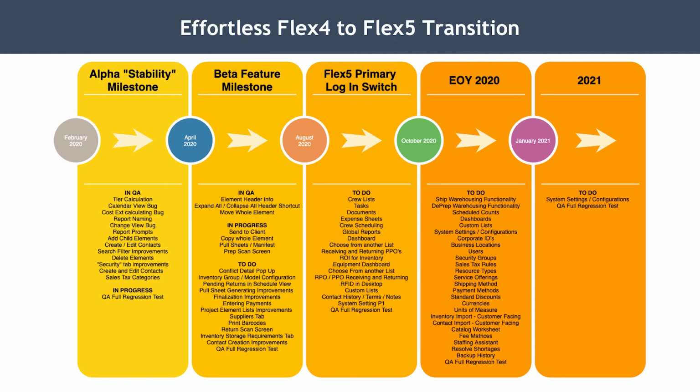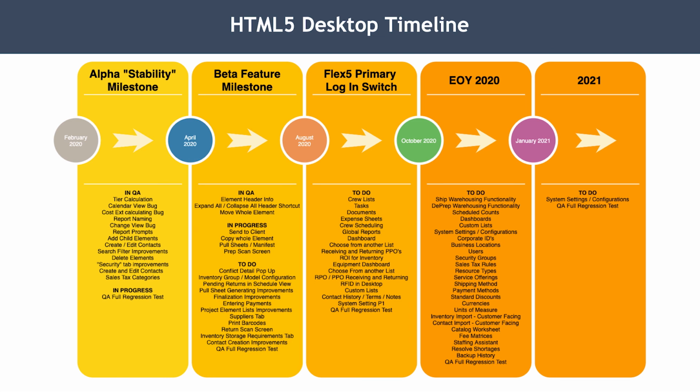All customers will have access to Flex 5, and it will be a specific separate login that you can bounce back and forth between. But in the October timeframe, by the end of October, we hope to have everyone logging into Flex 5 Desktop on a daily basis. We will be continuing to add some specific power user functionality and system setting functionality. And our goal is to get all this information and pages built up by January 2021.